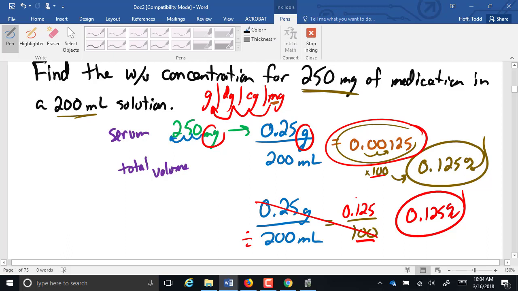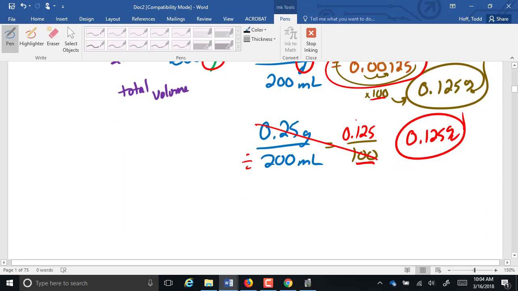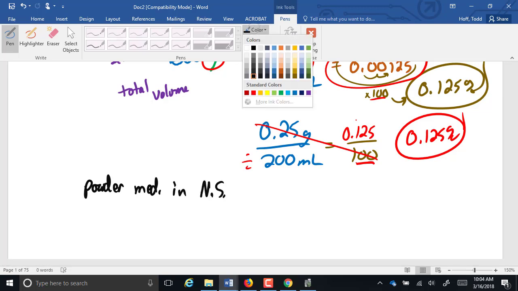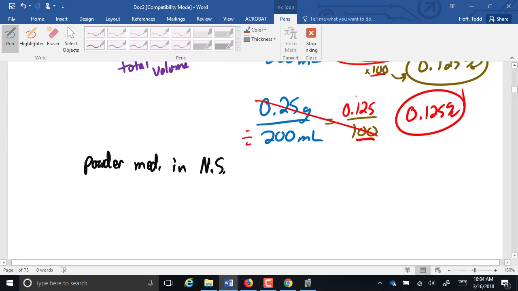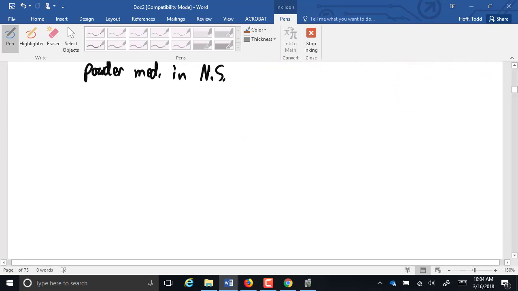These weight and volume solutions tend to be the ones where it's a powder medication in a liquid or in water, typically. The reason they use the weight and volume is because of what we had discussed before. When you add a powder to a liquid, the volumes don't add together. So they use that weight and volume to kind of keep you from trying to use that. So here's the question. How much medication?